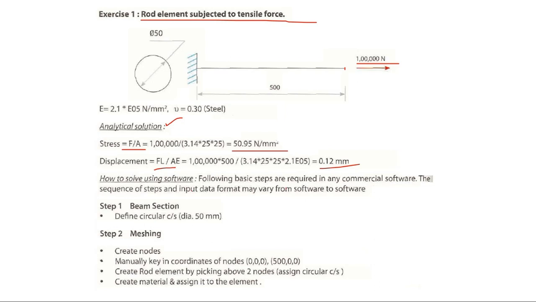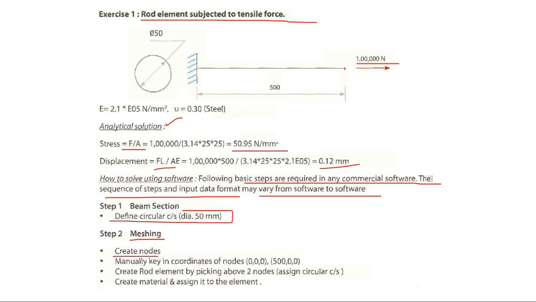How to solve using software? So the following steps are required in any commercial software. The sequence of steps and input data may vary from software to software. Beam section: we need to define a circular cross section. Then the second step is mesh, we have to do it.